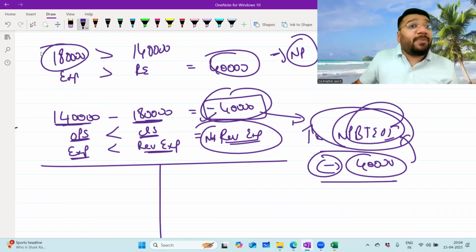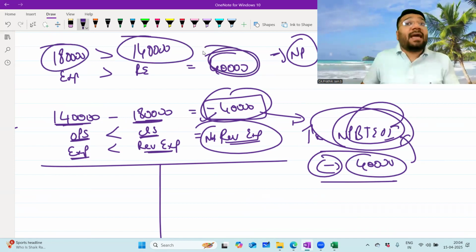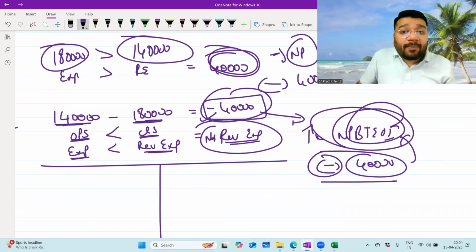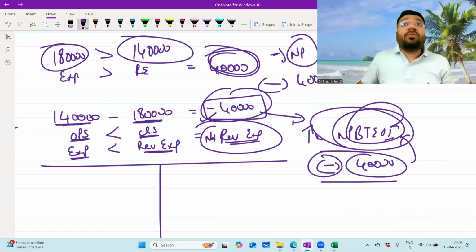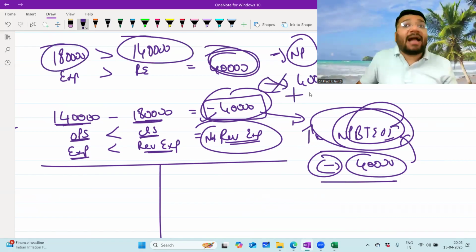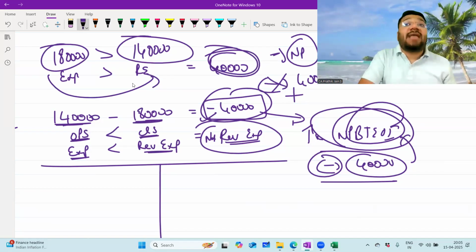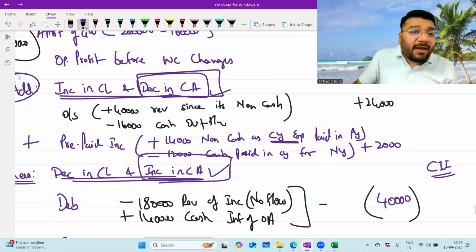So 180 is expense. In that, how much have you reversed? 140. So an extra 40 expense is booked in your accounts, which means my net profit is reduced by 40,000. Payment is not done. Hence, we have to cancel the minus item by giving an add back. So if my inventory decreases, current asset decreases, I need to add back.